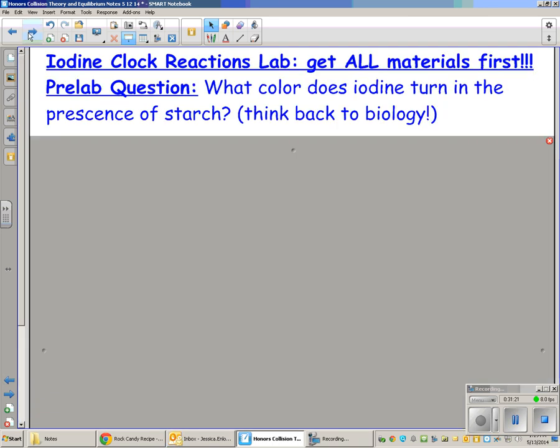Okay, starch and iodine. What happens when you put them together? What do they turn? Purple. Think back to biology. You did the starch in a baggie experiment, maybe? Turns brownish purple. Okay, so iodine is an indicator for any starch. And you put it on a potato, it turns like deep dark purple. Sometimes it's kind of brownish in color.